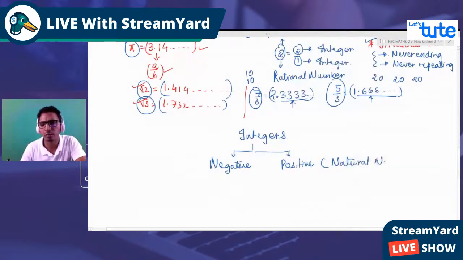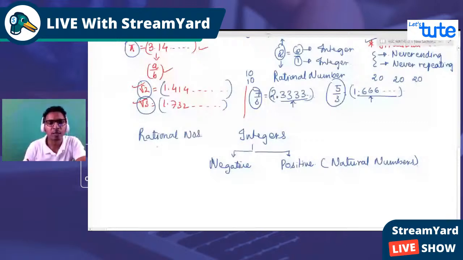Natural numbers. Okay, and then we get rational numbers. Rational numbers are basically a ratio of two integers, right? Suppose if I want to write a by b, a is an integer, b is also an integer. And if I want to write irrational number, let me write here irrational number.